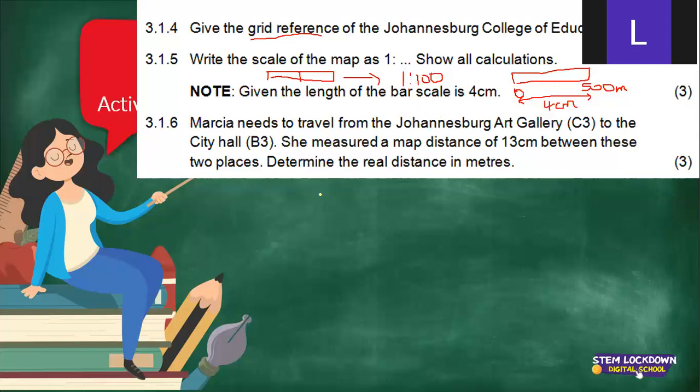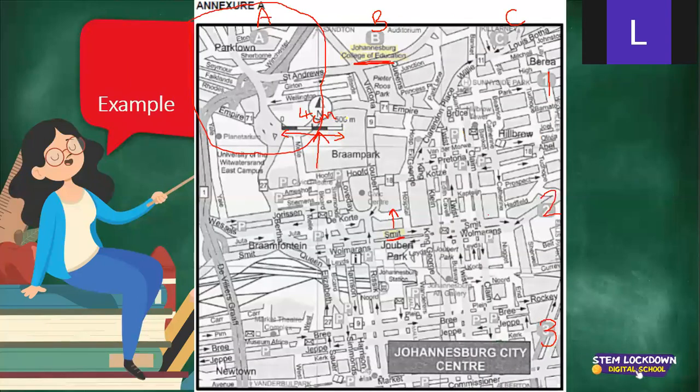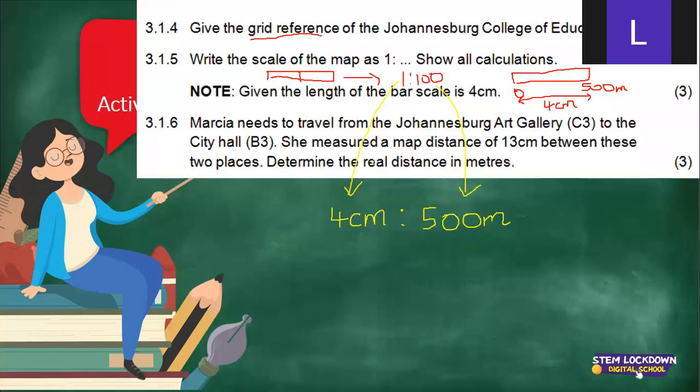So on the map, or on paper, 4 centimeters. In reality, it is 500 meters. Okay, remember the 4 centimeters we're given. The 500 meters comes from the bar. The length of the bar in real life represents 500 meters, right? So it is 4 centimeters is to 500, right? So this is step number 1.